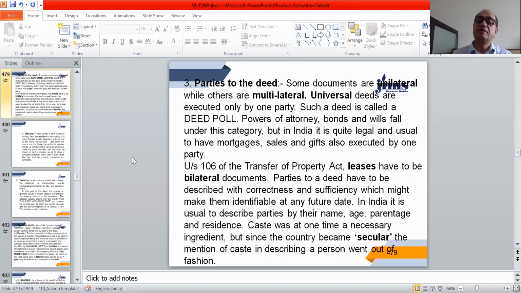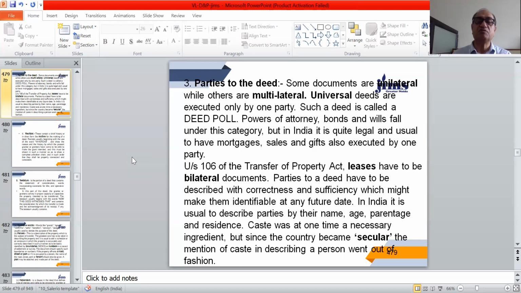But in India, it is quite legal and usual to have mortgages, sales, and gifts also executed by one party only. In a gift deed also, I told you, the signature of the donor is important. The donor may give his acceptance otherwise also, besides signing the gift deed. Under section 106 of the Transfer of Property Act, leases have to be bilateral documents. A lease deed has to be signed by the lessor as well as the lessee, both.